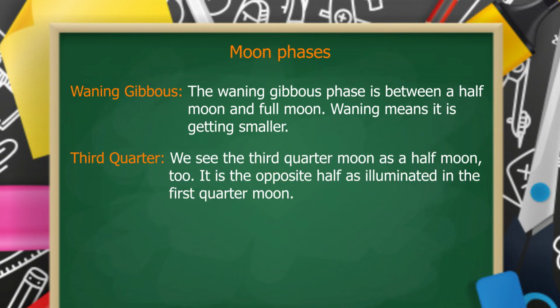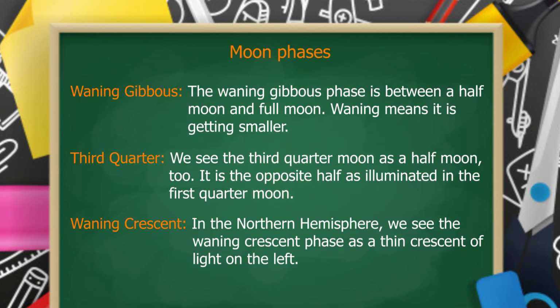Third quarter. We see the third quarter moon as a half moon too. It is the opposite half as illuminated in the first quarter moon. So it's the opposite side now we're seeing.